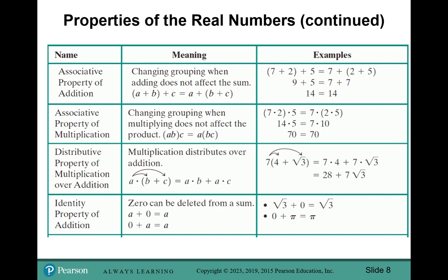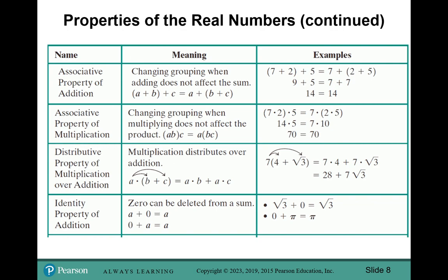We also have the associative property of multiplication, which says that changing the grouping when multiplying does not affect the product. So (A times B) times C equals A times (B times C). If we look at 7 times 2 times 5, it does not matter how I group these. I can group 7 and 2 together first, or I can group 2 and 5 together. 7 times 2 is 14, times 5 is 70, or 2 times 5 is 10, times 7 is 70. The grouping does not matter. That is the associative property of multiplication.